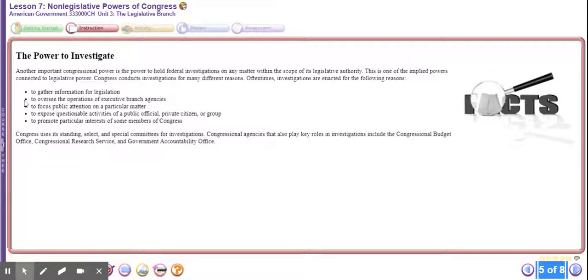They might investigate to oversee the operations of executive branch agencies. So, for example, they might want to bring in someone that works for the Department of State and have them testify so that they can learn more about relations with a foreign country, so that they can know how to vote on a particular treaty that they're considering. Okay. They can investigate to focus public attention on a particular matter, to expose questionable activities of a public official, a private citizen, or a group, or to promote particular interests of some members of Congress. So there are all kinds of ways that they can do investigations.